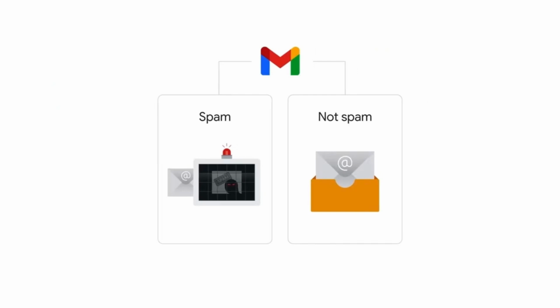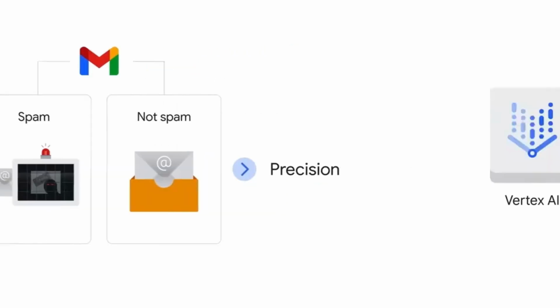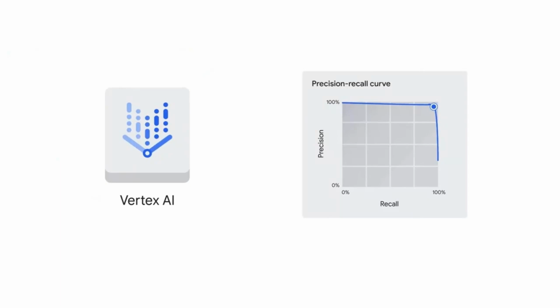Consider a classification model where Gmail separates emails into two categories, spam and not spam. If the goal is to catch as many potential spam emails as possible, Gmail might want to prioritize recall. In contrast, if the goal is to only catch the messages that are definitely spam without blocking other emails, Gmail might want to prioritize precision. Vertex AI visualizes the precision recall curve so that it can be adjusted based on the problem that needs to be solved. You'll get the opportunity to practice adjusting precision and recall in the AutoML lab.